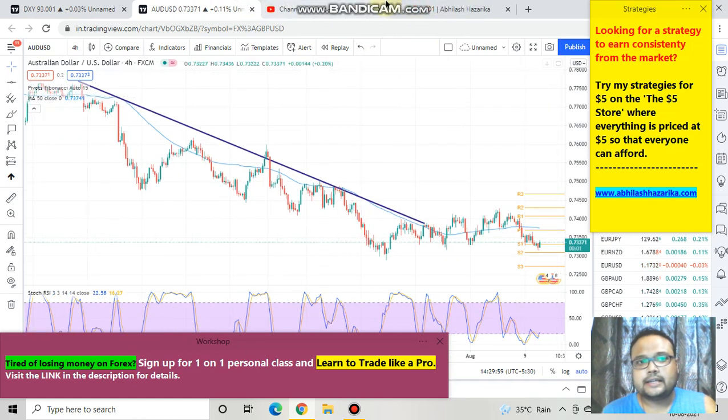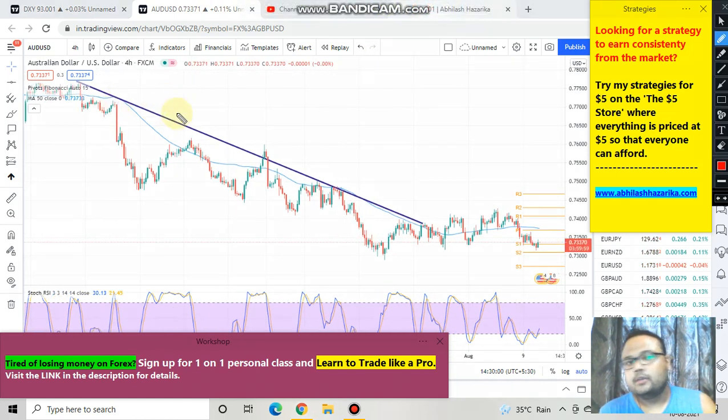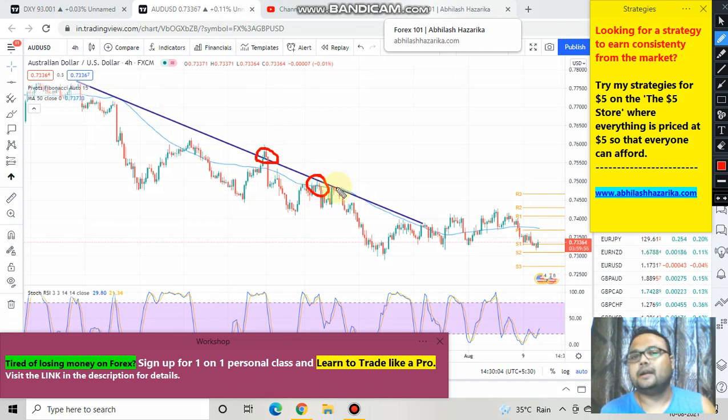Previously, we could see that there was a trend line which was acting as a resistance for the market. The market was constantly forming lower highs. So overall, the market is in downtrend.